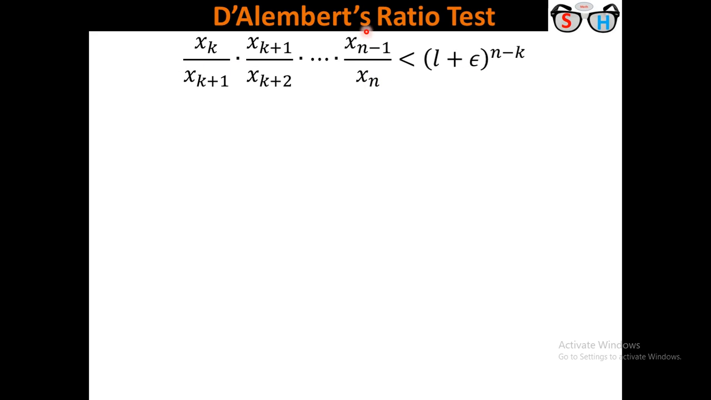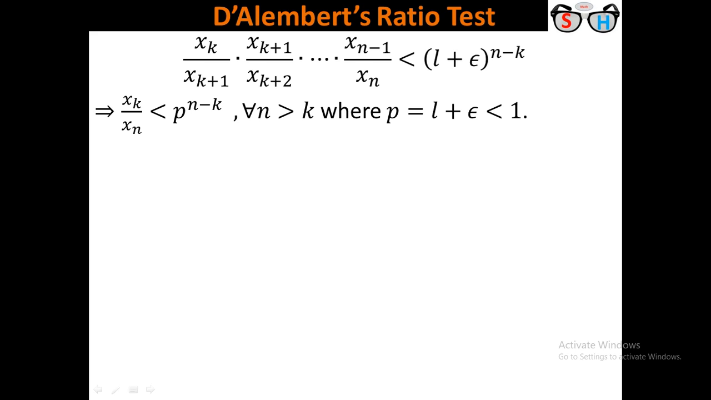Anyway, after simplification, this will be xk upon xn, which is less than p to the power minus k, where p is L plus epsilon. Here I actually take L plus epsilon as p. Clearly p is less than 1 due to our assumption of epsilon. Here I also take n strictly greater than k.